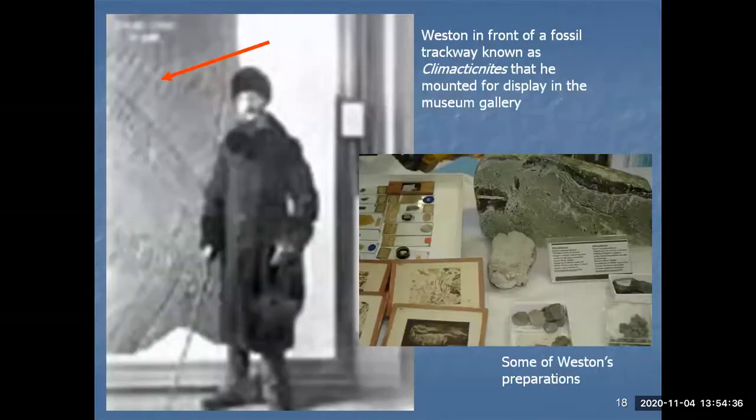Now, some of the things that he did. I apologize for the fuzziness of this particular photograph, but this is Weston standing in front of one of the fossils that he actually prepared for hanging in the museum in Montreal, where the museum was located at the time. This is a trace fossil called Climactichnites. It was discovered by William Logan near Perth, Ontario, when he was doing his field mapping in the Ottawa Valley. This particular fossil is still in the collections of the GSC.